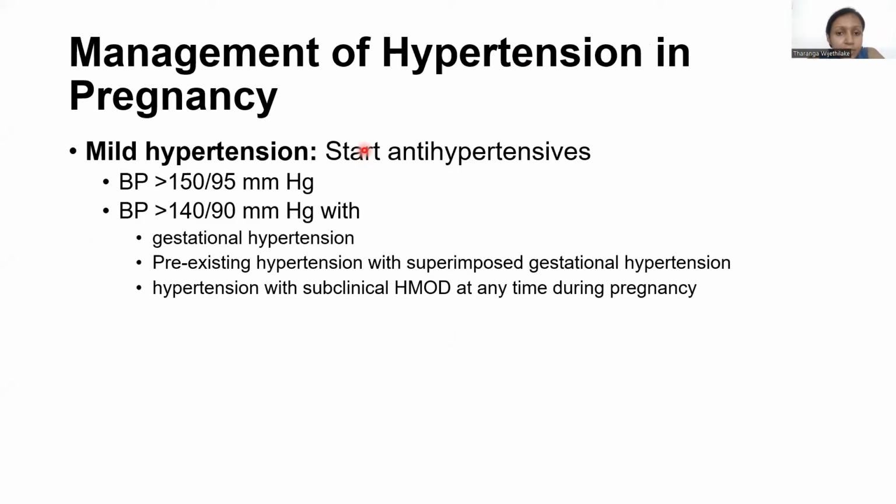So if you have a pregnant lady and their blood pressure is above 150/95, you must start them on treatment. If you have a blood pressure above 140/90, you have to see whether it's gestational hypertension. Blood pressure above 140/90 associated with gestational hypertension, pre-existing hypertension with superimposed gestational hypertension, and hypertension with subclinical hypertension-mediated organ damage at any time during pregnancy, they need to be started on antihypertensives.